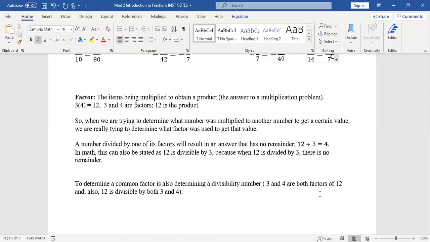A number divided by one of its factors will result in an answer that has no remainder. So 12 divided by 3 equals 4, no remainder. In math, this can also be stated as 12 is divisible by 3, because when 12 is divided by 3, there is no remainder. To determine a common factor is also determining a divisibility number. 3 and 4 are both factors of 12, or one could say 12 is divisible both by 3 and 4.